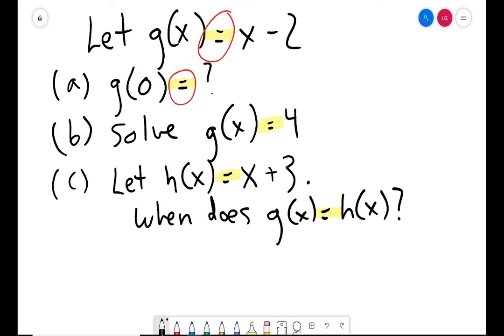What is g of 0? Well, g of 0 equals 0 minus 2 equals negative 2. So g of 0 is negative 2. Okay, another couple minutes to look at B and C.